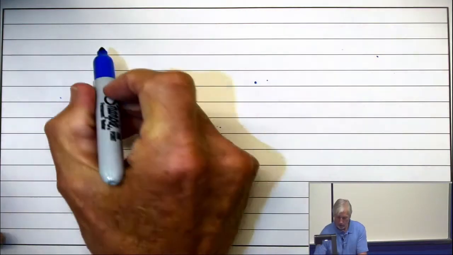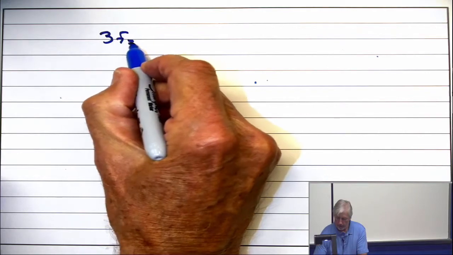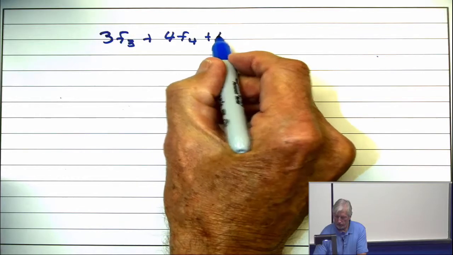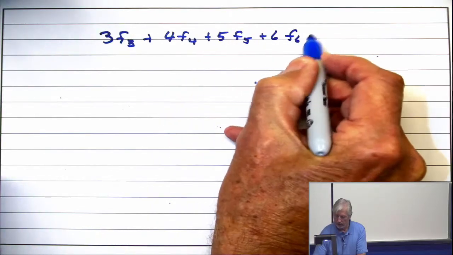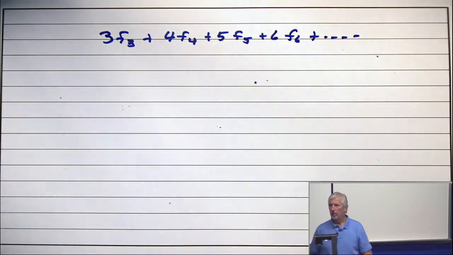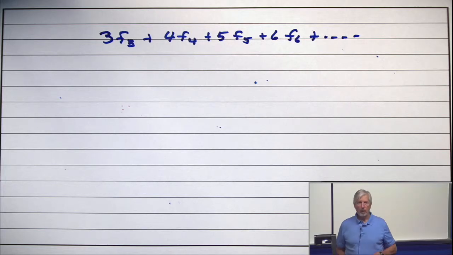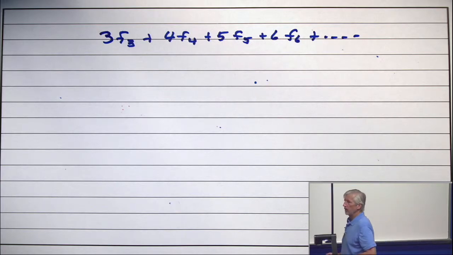So let's do 3F3 plus 4F4 plus 5F5 plus 6F6, etc. What does that sum represent? 3F3 plus 4F4 plus 5F5 plus etc.